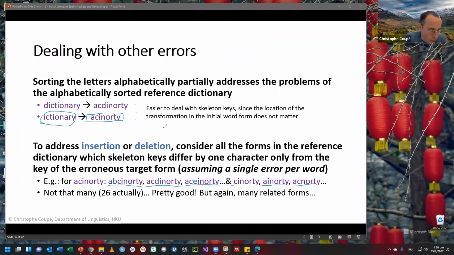If your error was something different, like a reduplication or a wrong accent on the E, for instance, you will get the skeleton key, and the first one will be good enough. But for these errors, insertion and deletion, you need to consider modified skeleton keys. That's how you can do it. With a bit of luck, you end up with only a few possibilities, and then you may suggest them as plausible corrections.